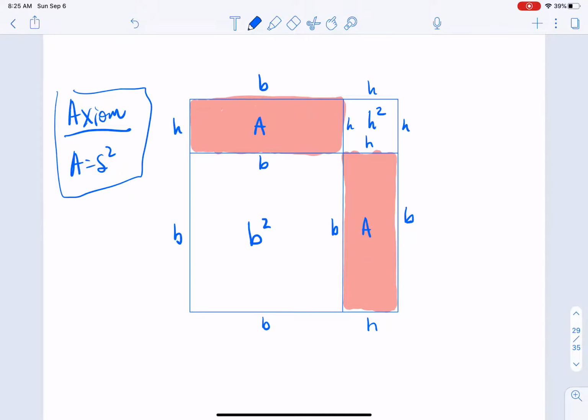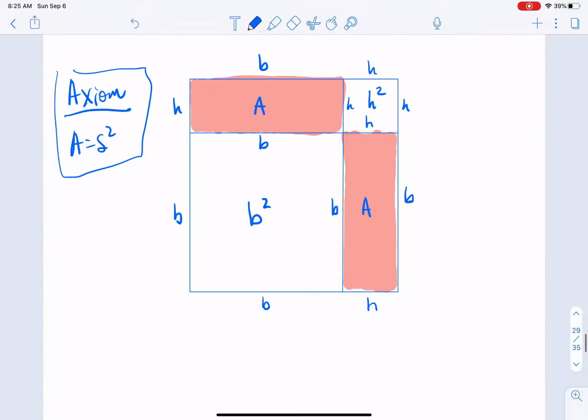Okay? So notice that, again, at no point have I assumed that the area formula for a rectangle is base times height. I have amnesia for that particular area formula, and I'm pretending like I don't know what it is. Magic is about to happen, and we're going to be able to show that that's true.